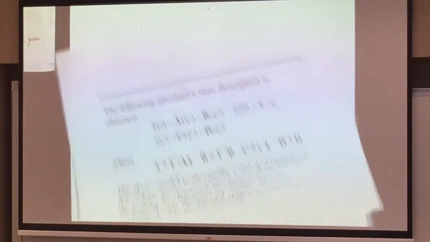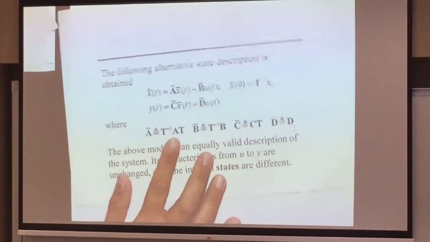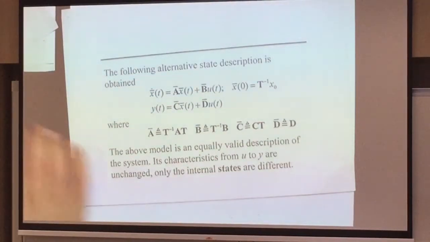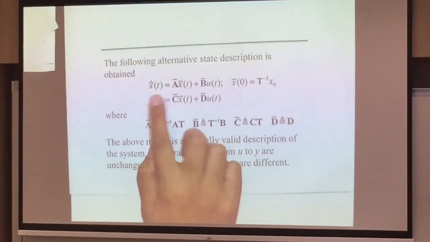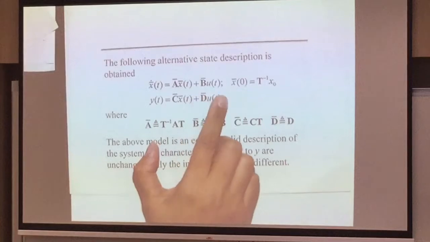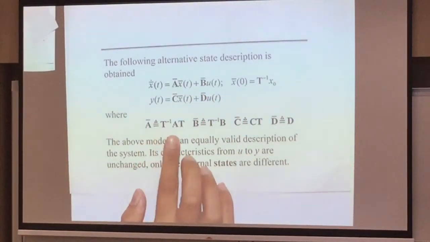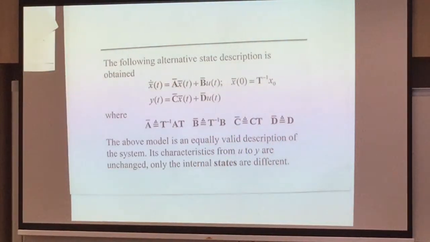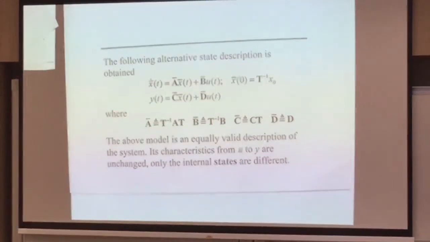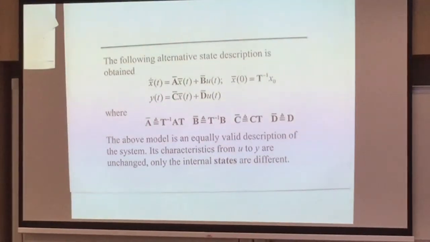Yes. So this is what I show in the next slide. If you do this transformation, what you end up with is this. Instead of x dot equals A x plus B u, you end up with x bar dot equals A bar x bar plus B bar u, where A bar is T inverse A T, B bar is T inverse B, C bar is C T and D bar is D. So essentially, even though you have changed to another set of states, the characteristics between the input and output are not changed, but the internal states are now different.